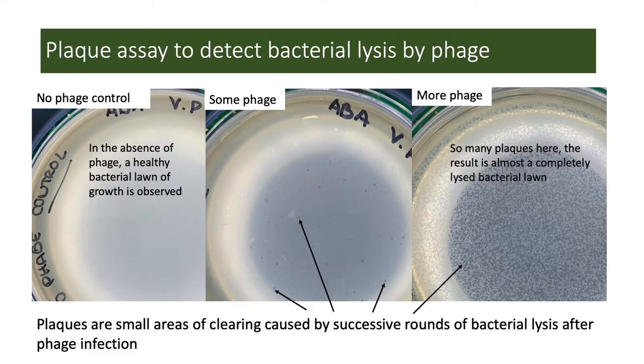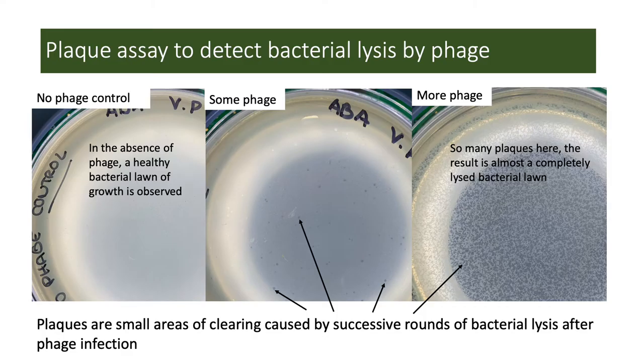We can detect the presence of phages by doing a plaque assay. This assay is quite simple to do in the lab. In this slide, I presented three plates. The first plate on the left, labelled no phage control, consists of a petri dish with bacteria growing as a lawn all across it. The bacterial lawn looks cloudy and a little bit creamy in this slide. In the middle panel is the bacterial lawn with some phages added, and you will see small dots of clearing. These little dots of clearing are plaques, and they are formed by successive rounds of bacterial lysis after a phage particle has infected a bacterial cell.